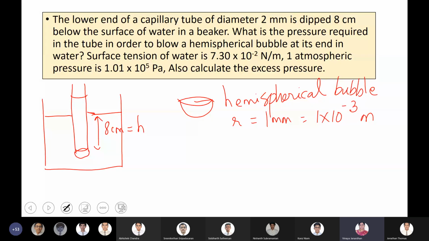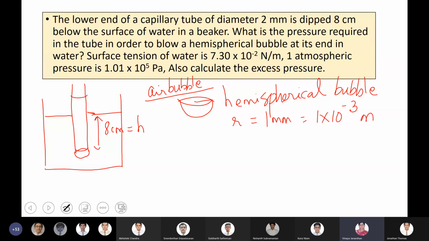So the first step is you have to find the pressure outside the bubble. Can someone tell me what will be the pressure? Now this is an air bubble. Can someone tell me what will be the pressure outside the bubble? Atmospheric pressure plus the water pressure. Yeah, the pressure exerted by the column of water of 8 centimeter.